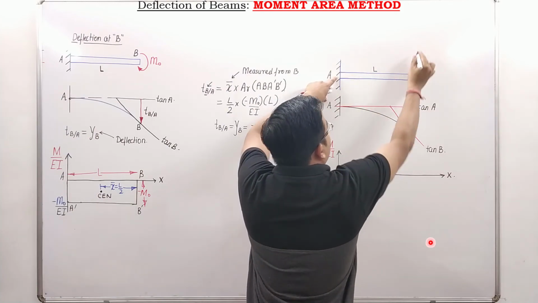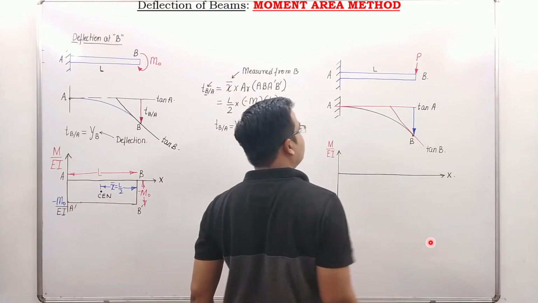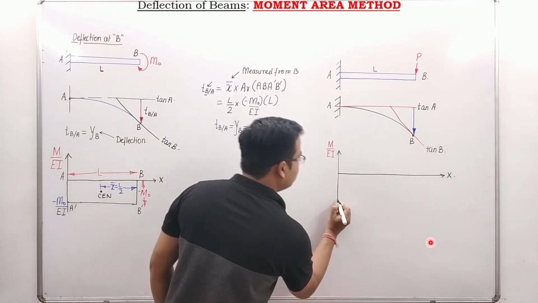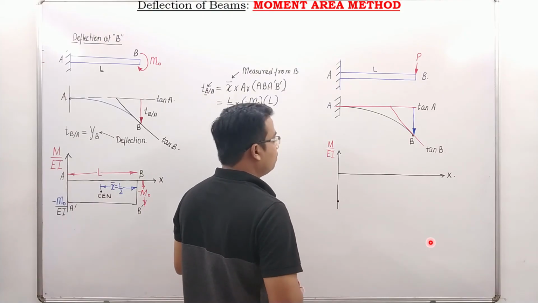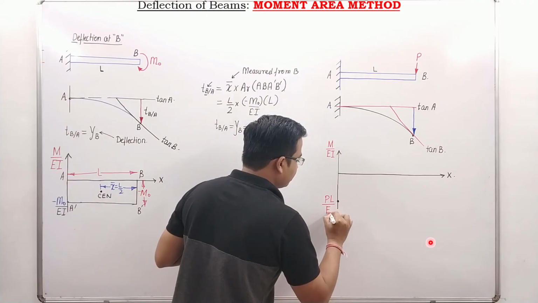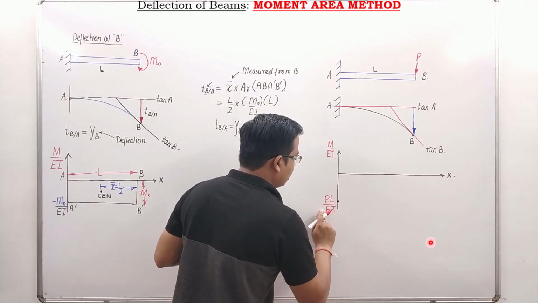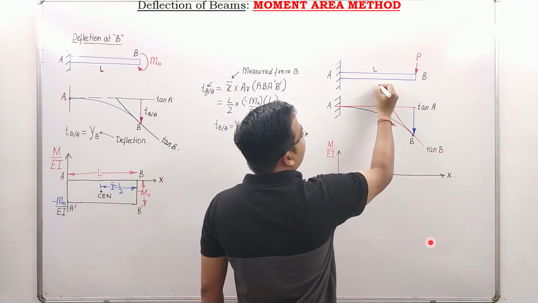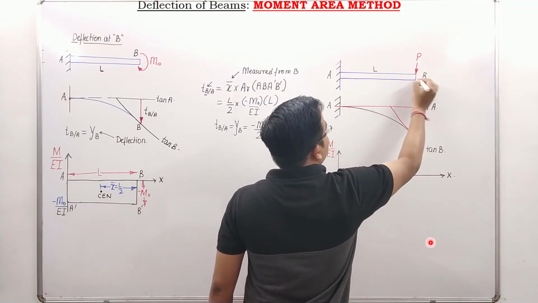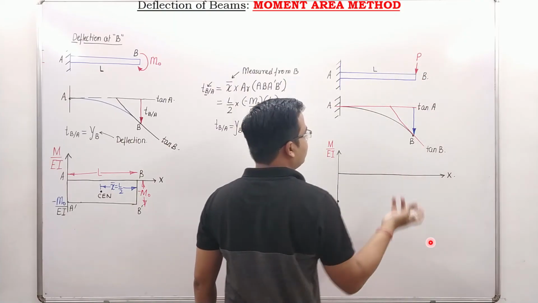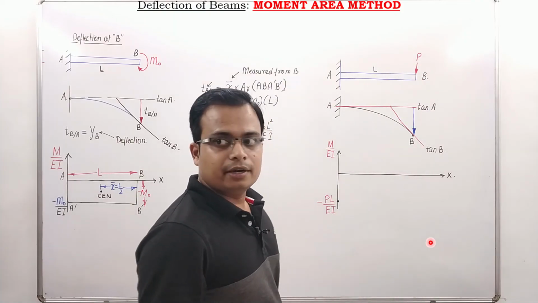Let's say this length is L. So P multiplied by L will give you the value of maximum bending moment. So over here, the value is going to be PL. It is PL, but you need to divide that by EI. Since it is of a hogging nature, you need to put a negative sign. And similarly, if you want the bending moment at the center of the beam, it is going to be P into L by 2, but again, hogging nature, negative sign.